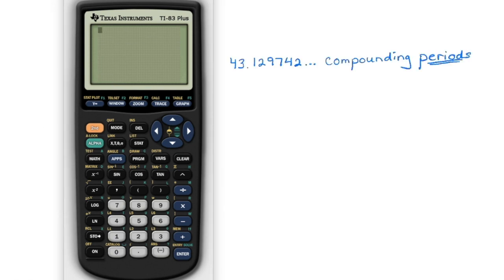Okay, now it's really important to remember that value, that 43.1297, is the number of compounding periods. We want to know how long we're compounding. Now, it doesn't say what unit they want us to put the answer in, but oftentimes it will, so you need to pay attention to that. If the question, for example, wants to know how many months that is, well, we're compounding monthly, so it would just be 43 months.